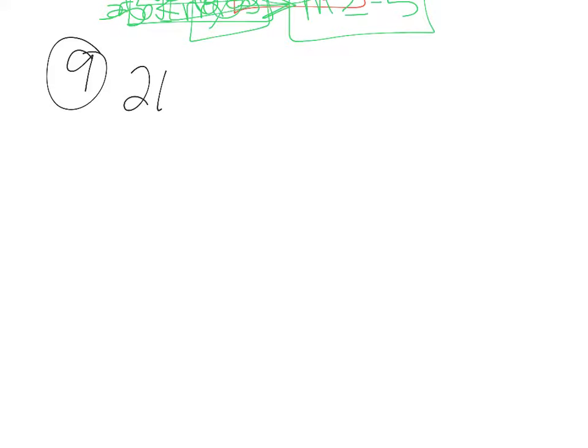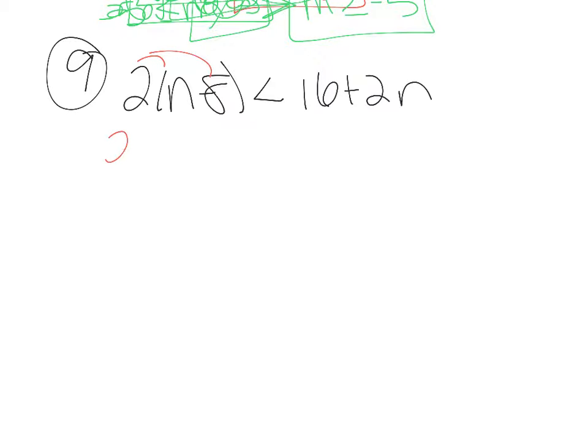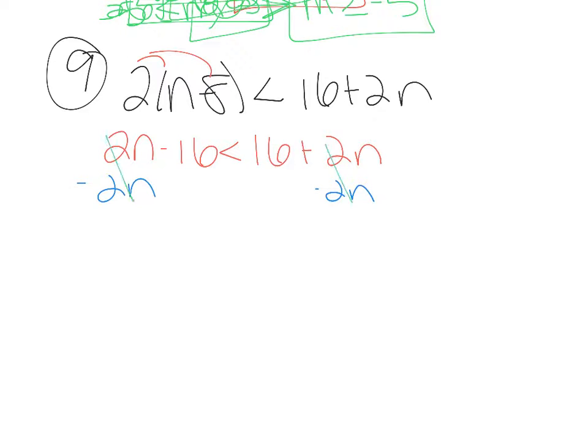2 times the quantity n minus 8 is less than 16 plus 2n. Okay, first thing, hopefully you're getting the hang of this. I need to distribute. So I have 2n minus 16 is less than 16 plus 2n. Once again, I've got n's on both sides of the equal sign. So to get rid of those, I'm going to subtract 2n from both sides. And see how they cancel out again? Once again, I need to know what I'm left with.